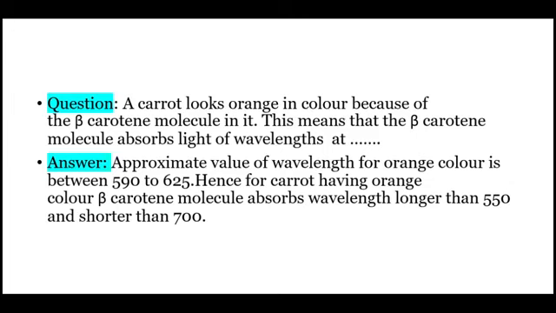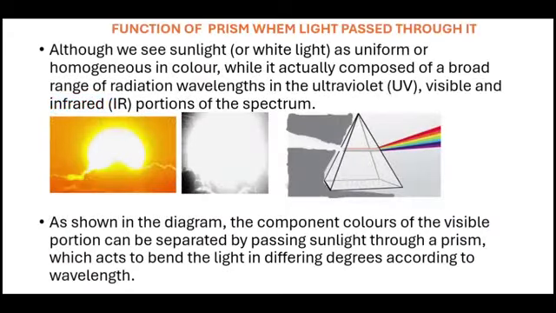This is a question to be treated. A carrot looks orange in color because of the beta-carotene molecule in it. This means that the beta-carotene molecule absorbs light of wavelength at what range? The answer is that the approximate wavelength for orange color is between 590 and 625. Hence, for carrots having orange color, the beta-carotene molecule absorbs wavelengths longer than 550 and shorter than 700.